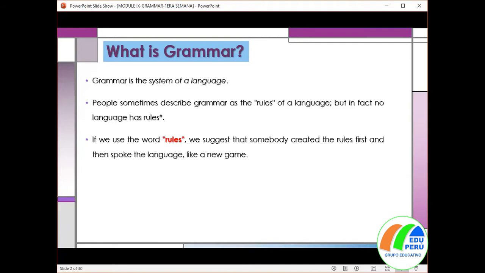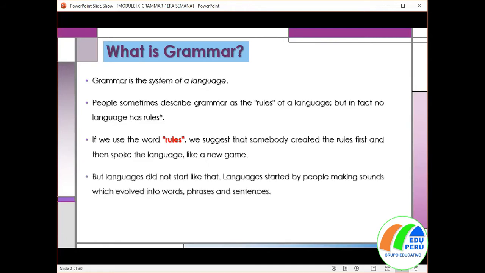Because most people say grammar rules. We have that first idea in our mind, grammar rules. So what it says here is that when we use the word rules, it means that somebody created those rules, and then they started to speak the language, like a game. But languages did not start like that.